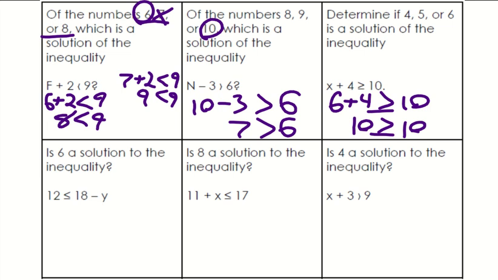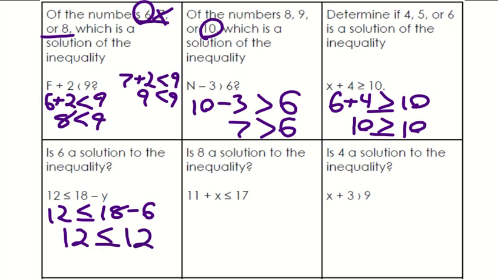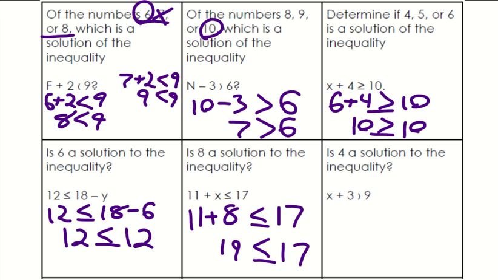Bottom left. Dulce? Yeah, that one works. We put 6 in, so we got 12 less than or equal to 18 minus 6. That gives us 12 less than or equal to 12. That is true. Bottom middle, Riley? No is correct. When we put 8 in, that's 11 plus 8, less than or equal to 17. That would be 19. Less than or equal to 17, that is not true, so that one doesn't work. Oh, should have wrote that. That's yes, that's no.